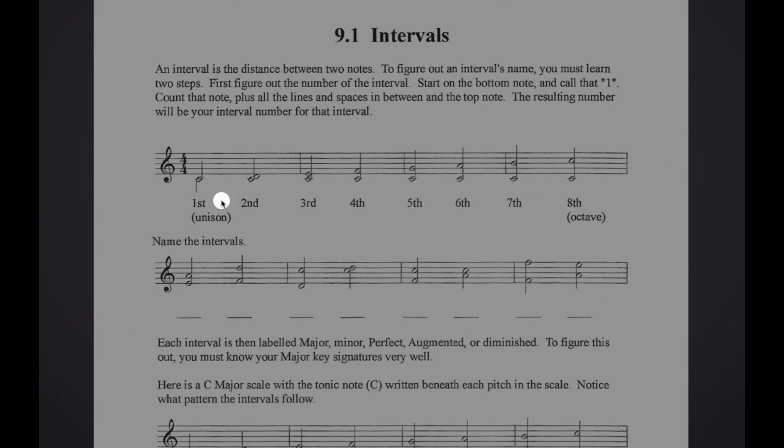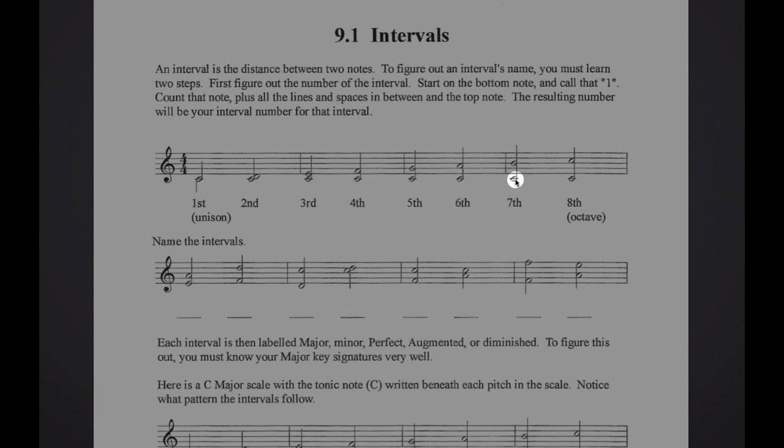So to figure out the number of the interval, you start on the bottom note. Let's use this as an example, C, and call that number 1. Then count that note plus all the lines and spaces in between until you get to the top note. So 1, 2, 3, 4, 5. The resulting number will be your interval number for the space between these two notes. This is a fifth. Let's do one more.